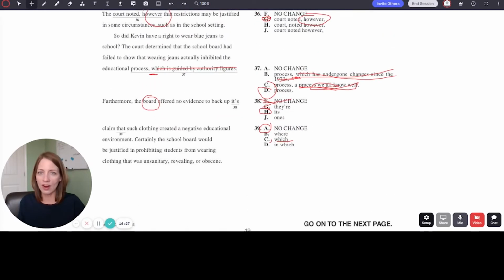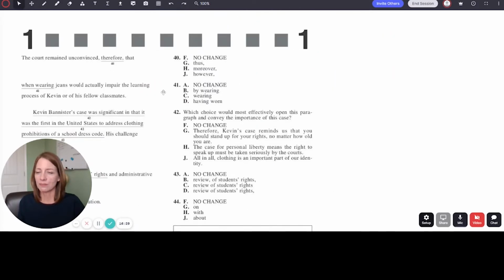We're making progress. Okay. Now, we know from our previous situation that we like a comma before and after "however." Okay, so when I'm looking across here, I see the comma after "unconvinced," and then I see commas after these others. So there's not a comma issue on 40. The court remained unconvinced.